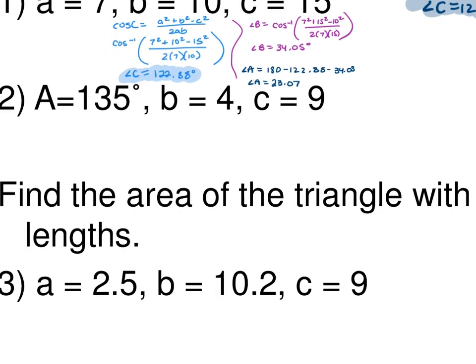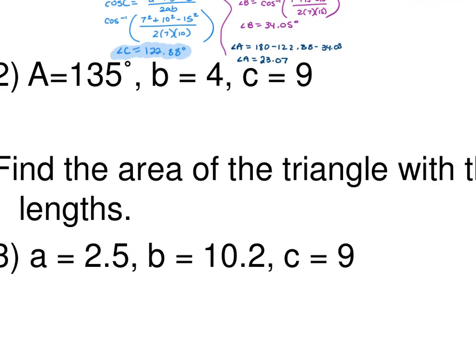Okay, then 2 is your side angle side scenario. So the first thing you have to do with this is find the missing side. I have B and C, which means I'm solving for A. A squared would equal B squared plus C squared minus 2BC cosine A. And then I'm going to end up square rooting.